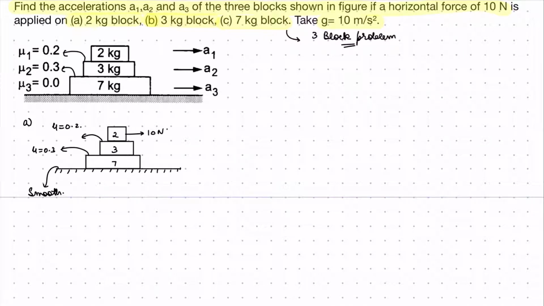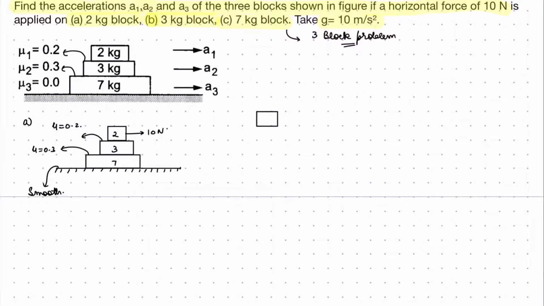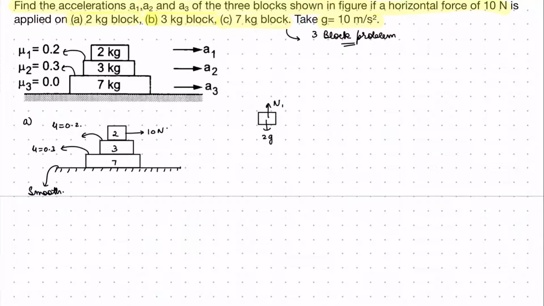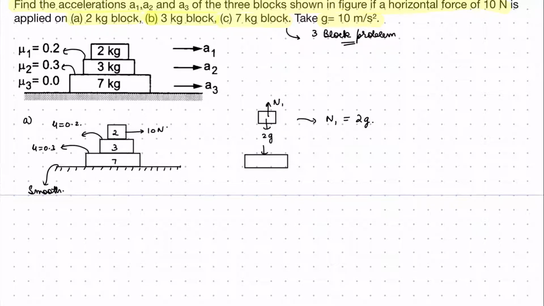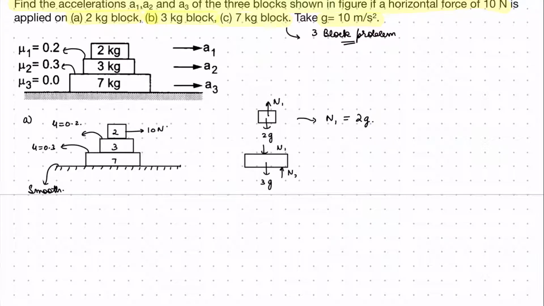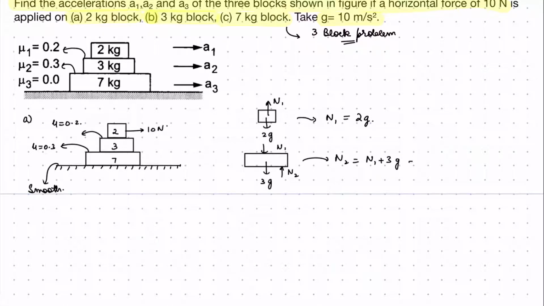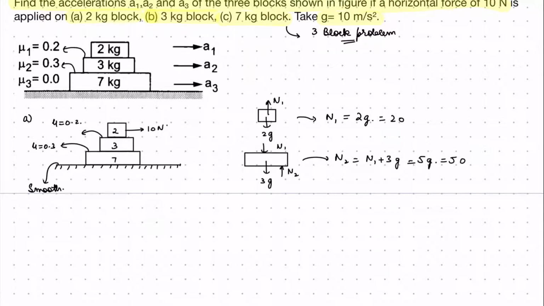Now, firstly, we'll have to check the normal reactions at each surface. If I see the 2 kg block, on the 2 kg block, 2g would act downward and N1 would act upward, so that they don't move in y, so N1 has to be equal to 2g. Now if you see the 3 kg block, every action has its equal and opposite reaction, so N1 would act downward, 3g would act downward and N2 would act upward, so that N2 must be N1 plus 3g, which is equal to 5g. So first normal reaction is 20 and second normal reaction is 50.